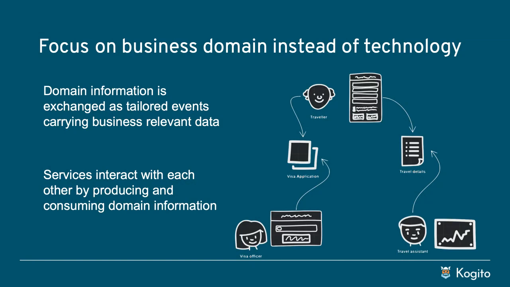But if you start thinking from the business domain point of view, you can start abstracting from the technology underneath, and if needed, you can swap the technology later on. So one of the most important things we have here is that our services do exchange information based on tailored events that are carrying mainly business relevant information, and defining business will mean different things in different contexts.